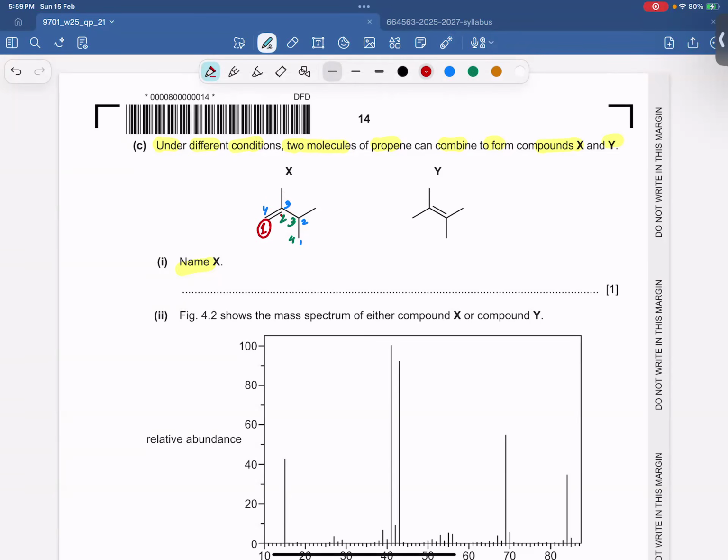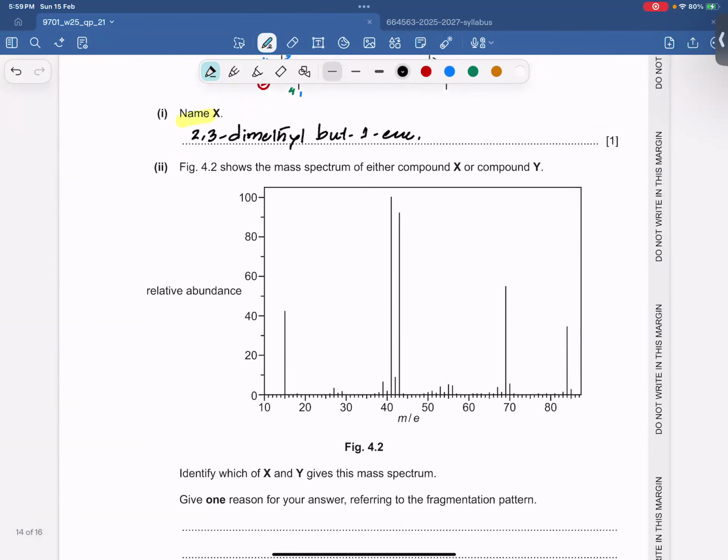So second carbon has methyl branch, third carbon has methyl branch. We have two branches. So it's going to be 2, 3 dash dimethyl. 4 carbon atom is but, and 1 carbon atom has double bond, so 1 dash ene. So that's the systematic name of compound X, which is 2, 3 dash dimethylbut-1-ene. Figure 4.2 shows the mass spectrum of either X or compound Y.